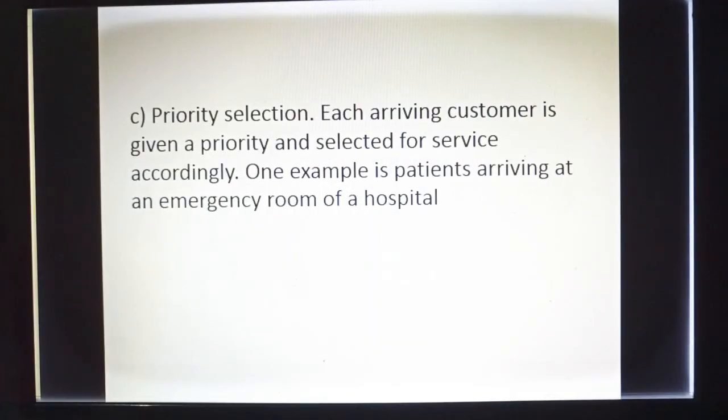Next, we have priority selection. Each arriving customer is given a priority and selected for service accordingly. One example is patients arriving at the emergency room of a hospital. Another example is the priority lane for senior citizens. So this is applicable. Priority selection. Senior citizens are given a priority.